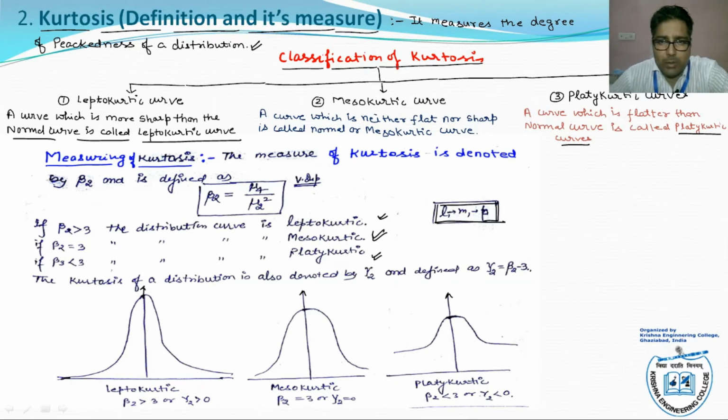These L, M and P come in alphabetical order. So, this is the short trick to remember that kurtosis is classified in 3 categories: L stands for leptokurtic, M stands for mesokurtic and P stands for platykurtic.